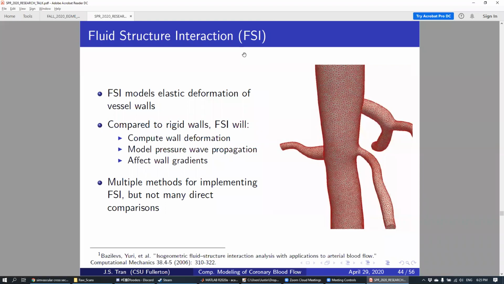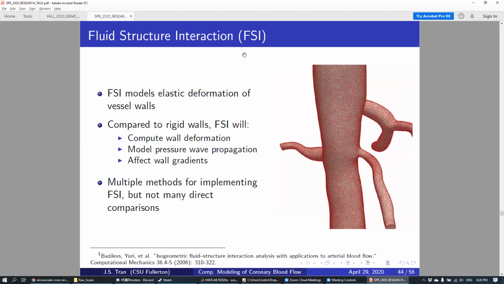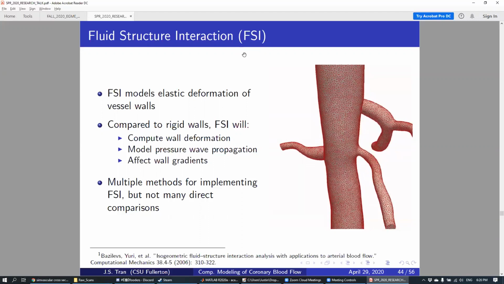The other thing that will happen is that when you run FSI, it'll affect the wall gradient. So when you compute things like the wall shear stress at your vessel walls, FSI is going to affect those computations. The thing with FSI is that there are multiple different methods, and it's still an intense subject of research interest, and everyone has their own method that they developed. It's kind of annoying because everyone wants to be the developer of that one method. But what's missing in the literature right now is a comparison of these different methods. Everyone is developing their own method, but no one compares them against each other to see which one is better.